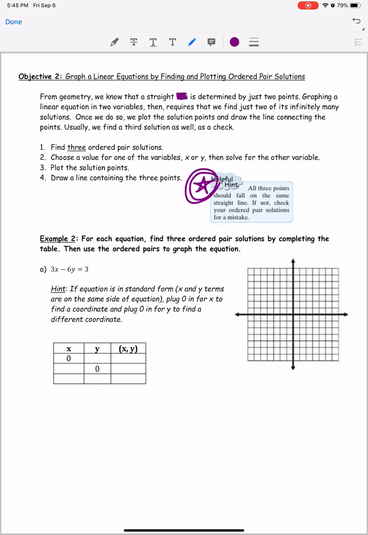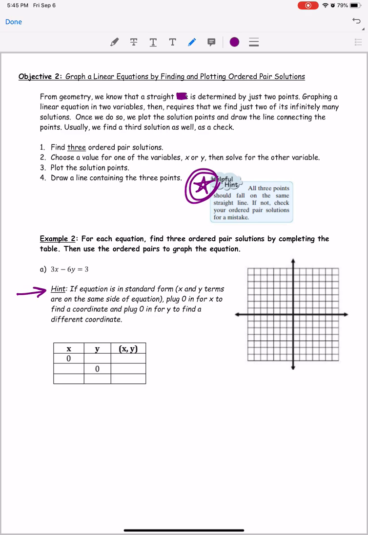So for example two, for each equation, find three ordered pair solutions by completing the table, then use the ordered pairs to graph the equation. What we did last lesson really set us up for this. If you did not watch the last lesson, you definitely want to go back. But fill out these ordered pairs. Here's my equation, 3x minus 6y equals 3. And it does give me a hint here.